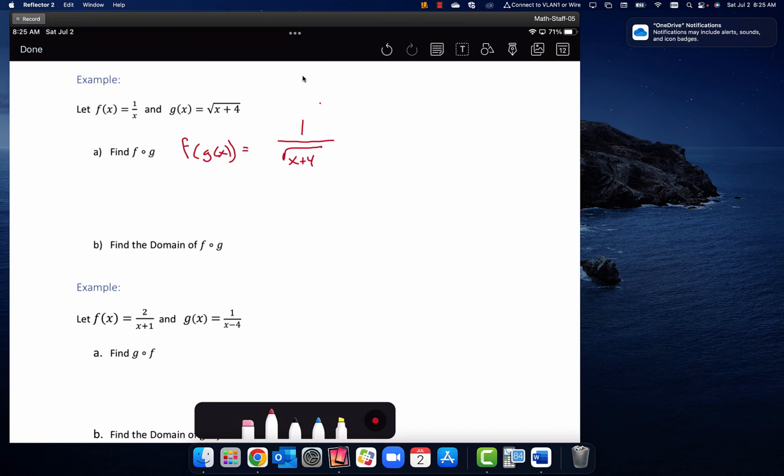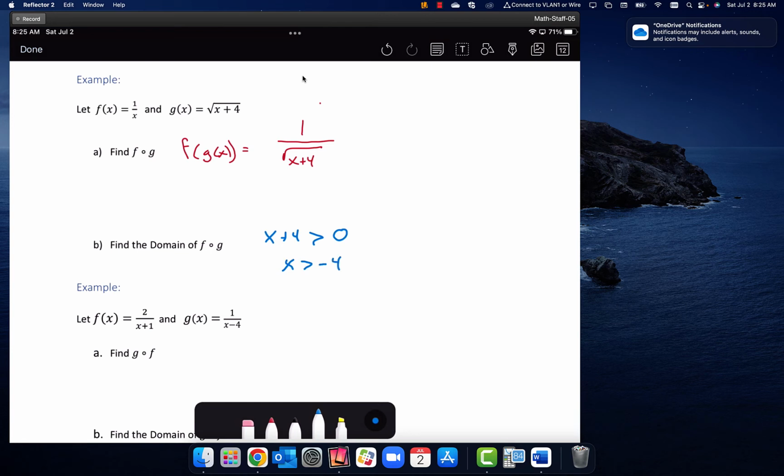And now let's find the domain. So we have the square root of x plus 4, so we need to make the radicand non-negative, greater than or equal to 0. But then it's in the denominator, so we're going to remove the equality part. Remember, we don't want equality, we want strictly greater than when it's in the denominator. So nothing new there. X has to be greater than negative 4.